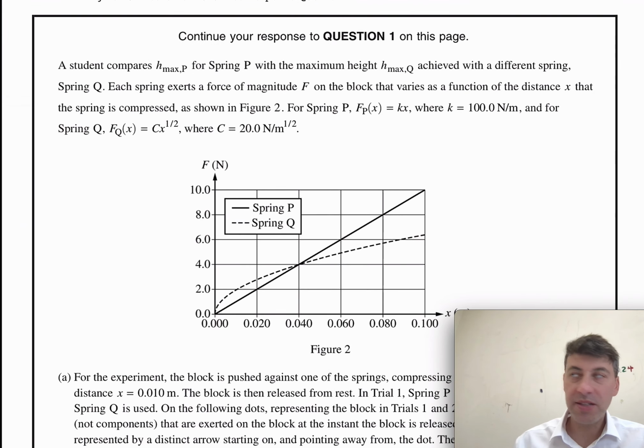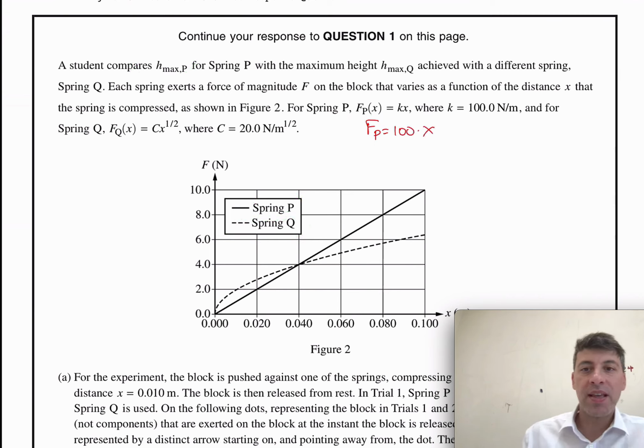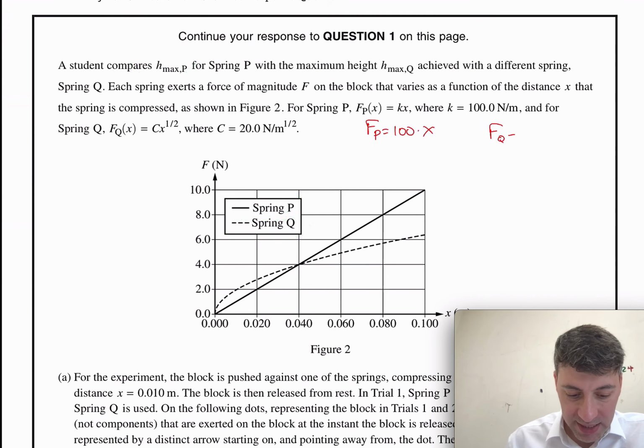A student is making an experiment with a spring P and a spring Q, and he compares the maximum height for the spring P and the maximum height for the spring Q. And for the spring P, there is a force. Now we need to take note that the force for the spring P is 100 times x. The value of k is given right there. And for the spring Q, the force is c times x to the power of 1 over 2.